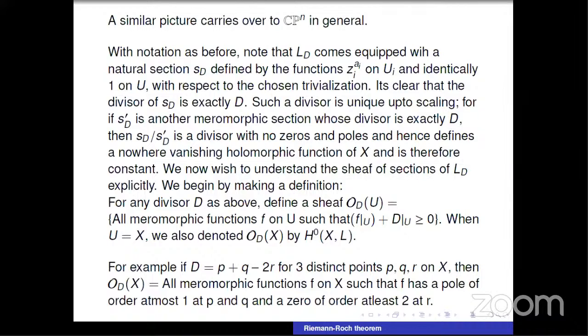So that's not allowed. So you can have a pole of order at most 1 at P and Q, and you must have a 0 of order at least 2 at the point R, because you need to cancel the minus 2. To compensate for this negative sign minus 2, you need to have a 0 of order at least 2, so that when you take D plus divisor of F, you get an effective divisor. So maybe let me pause at this point and ask if there are any questions.